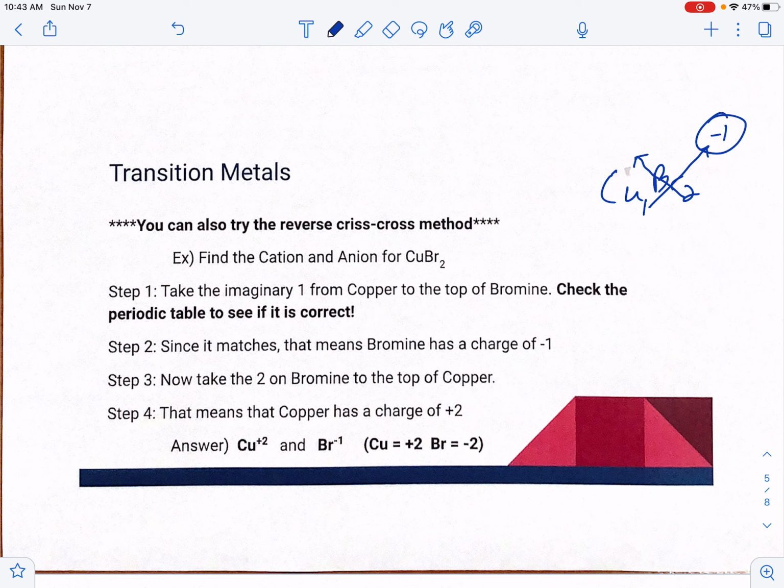This is why I put it in bold here: check the periodic table first to see if you're correct. So bromine has a charge of -1. Now you can take the 2 to the copper, so copper is going to have a charge of +2. If you need to check yourself, a copper with a charge of +2 and only 1 of them gives me a +2 charge. And if I have 2 bromines and each has a -1 charge, that's a -2. Since these numbers match, this is a balanced formula. So copper has a charge of +2, and bromine has a charge of -1. Again, you can always check yourself just by totaling them up.